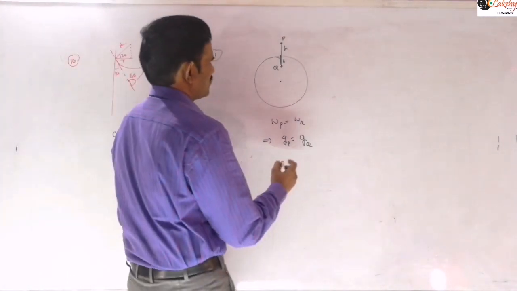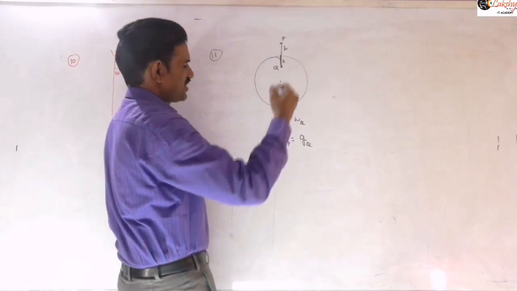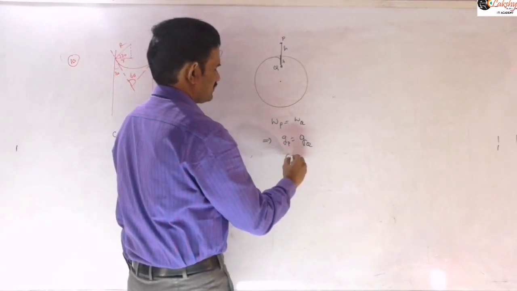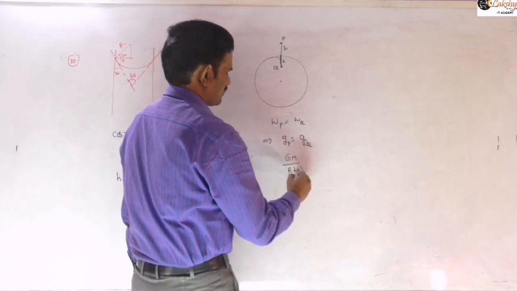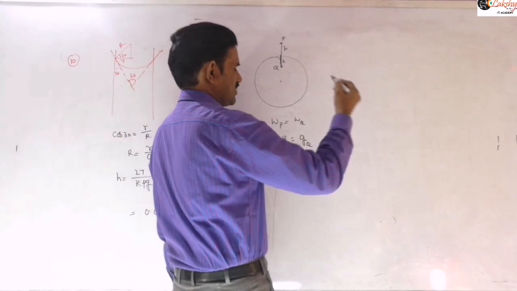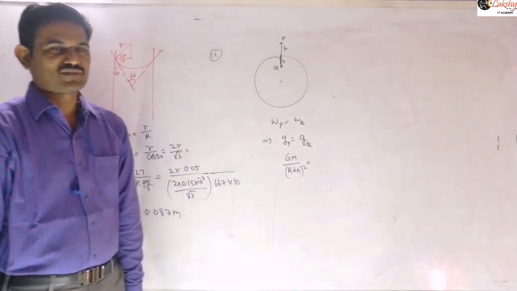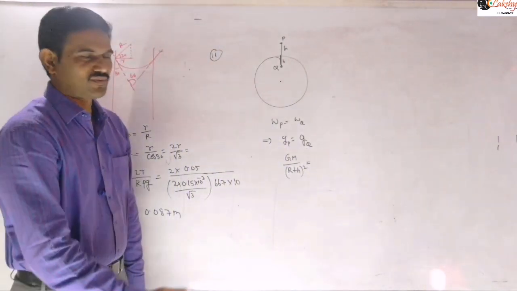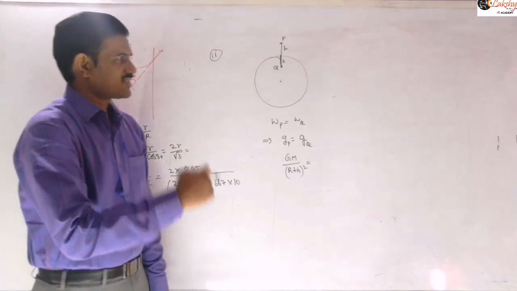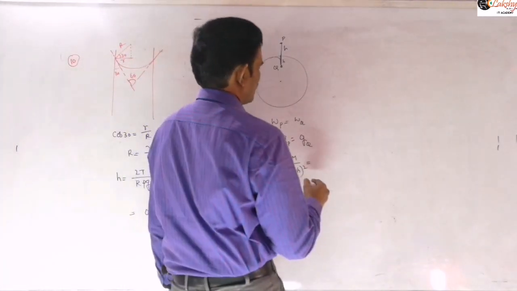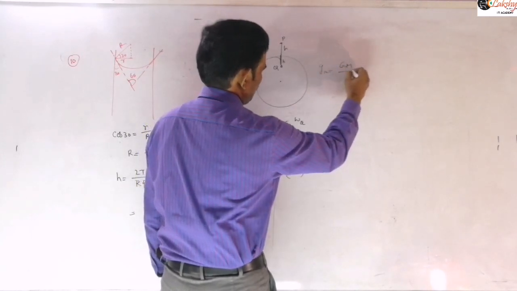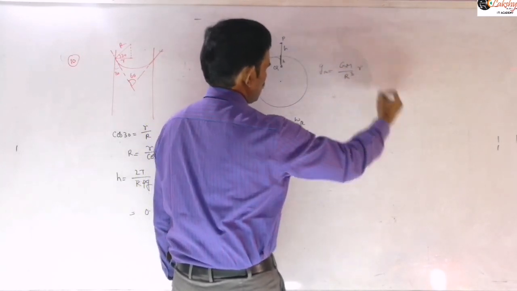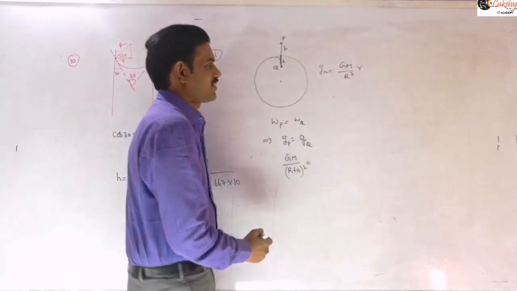Now acceleration due to gravity at the point P means that it is outside the earth, so we can write this as GM by (R plus h) whole square, right? So that is acceleration due to gravity at a height h from the surface of the earth. Now at a depth h, we need to write acceleration due to gravity inside. So the inside formula is GM by R cube into small r. That formula I am now applying here.